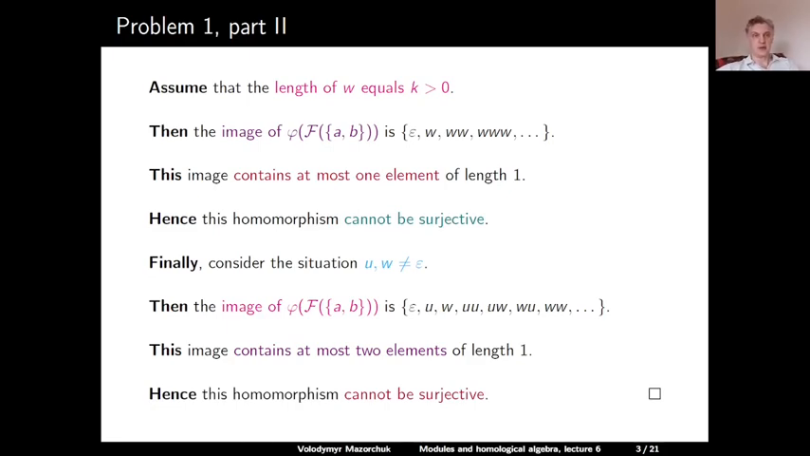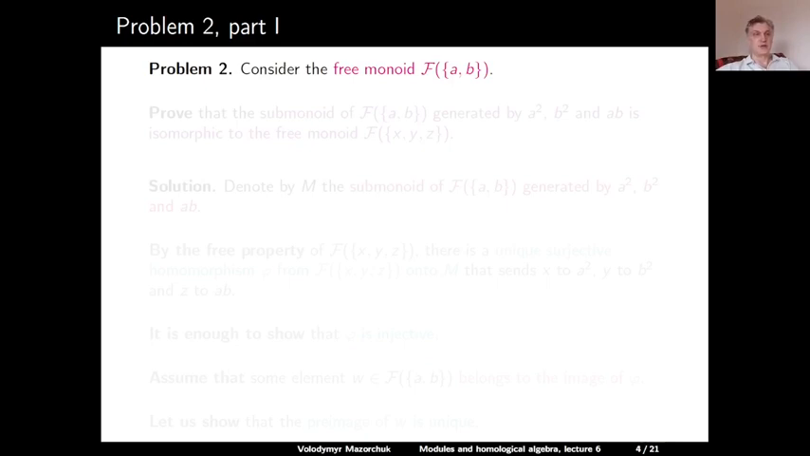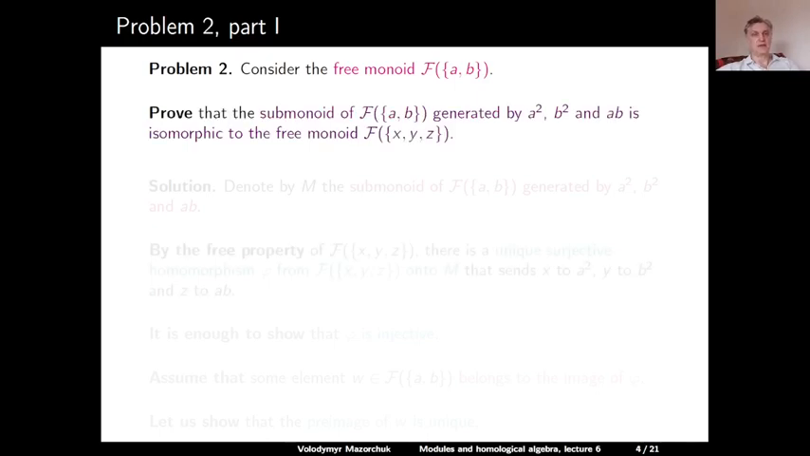This completes problem 1. Problem 2. Consider the free monoid F on 2 letters A and B. Prove that the submonoid of this monoid, generated by the words A squared, B squared, and AB, is isomorphic to the free monoid on 3 letters X, Y, and Z.